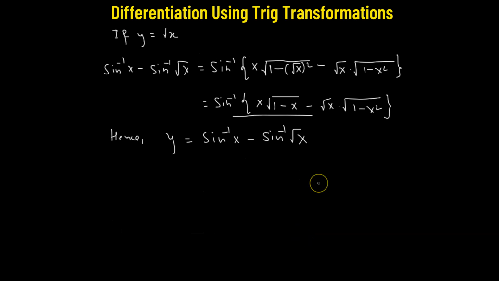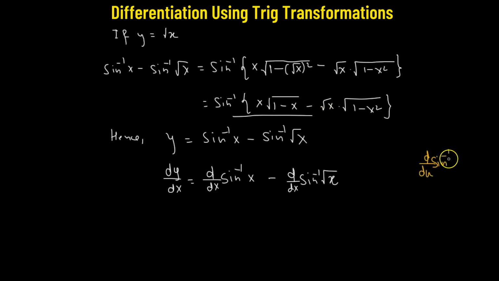Now, what we will do is take the derivative on both sides with respect to x. So, the derivative of y with respect to x will be equal to the derivative with respect to x of the inverse sine of x minus the derivative with respect to x of the inverse sine of square root of x. Now, we will use the standard formula. So when we have the derivative with respect to u of sine inverse of u, that's given by 1 over square root of 1 minus u squared.